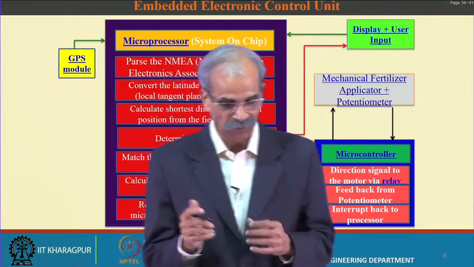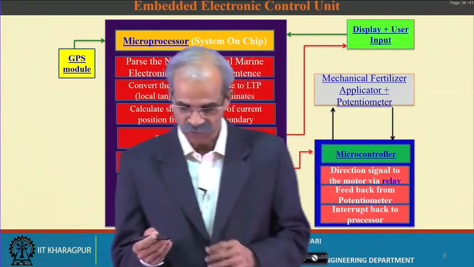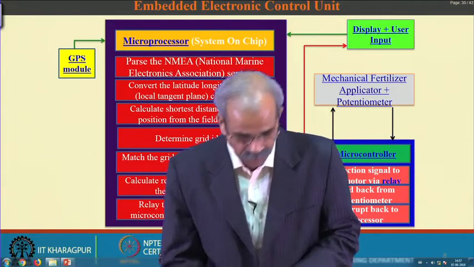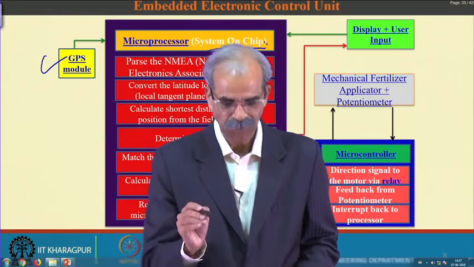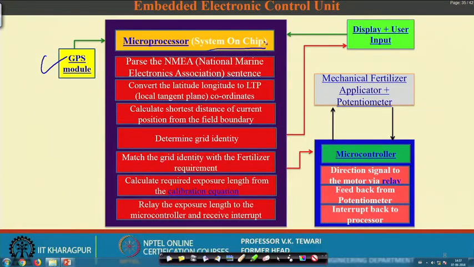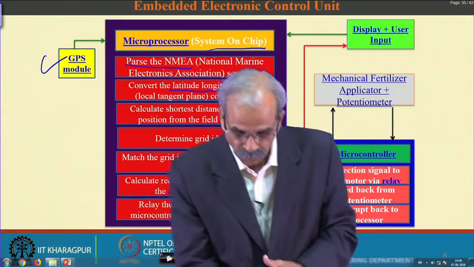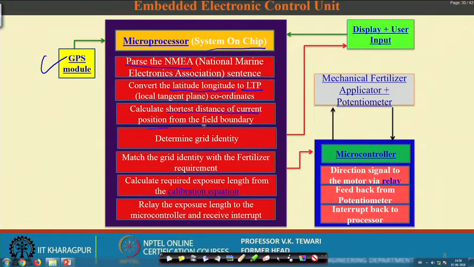So, if you see the microprocessor, the GPS module has certain things. See this GPS module. Now, this has the microprocessor, system on chip, and then it parses the NMEA sentence, a string with the details of the information, to convert the latitude, longitude to LTP, which is the local tangent plane of that area in the field we are talking of. Then it calculates the shortest distance of the current position from the field boundary.